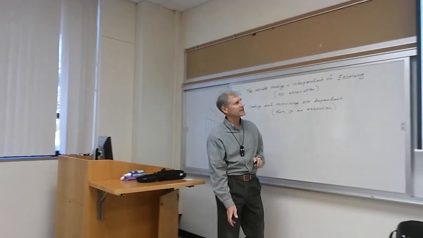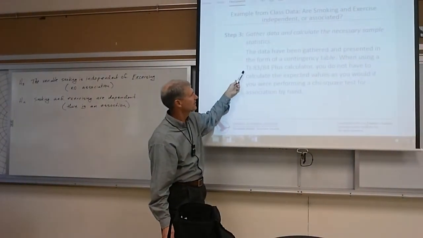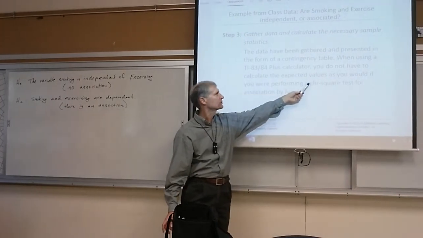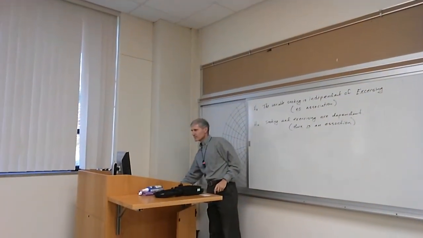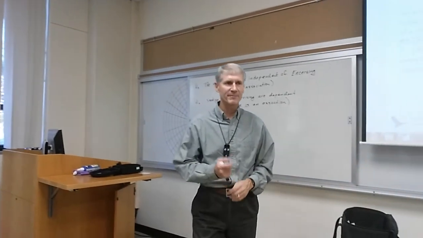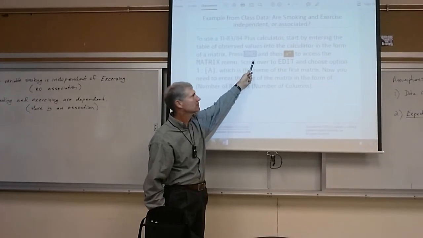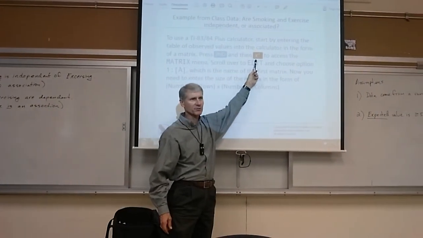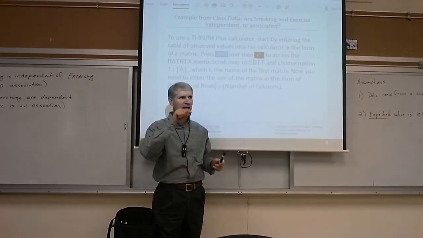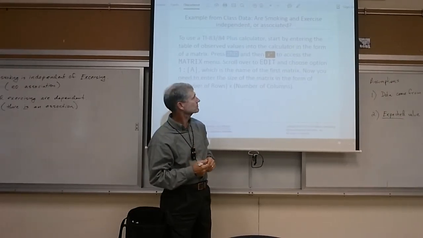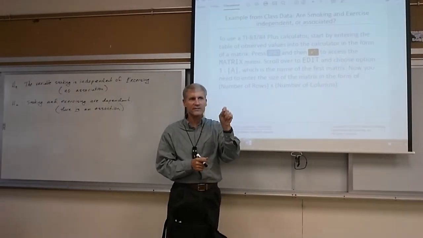Gather the data and calculate the necessary sample statistics. Well, we've got the data, and now we're going to use our TI-83 calculator, and it will calculate those expected values for us as we go through the test. So here's what you do. Get your calculators warmed up. Press the second function button, and then the X inverse button. That's over on the left-hand side, and it has an X with an exponent of -1. It has the word matrix above that button. So it's second function, then matrix.